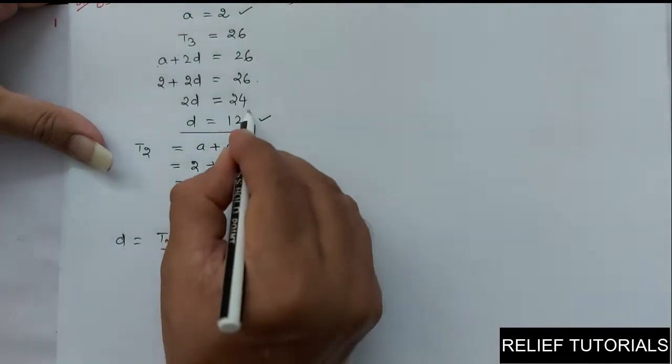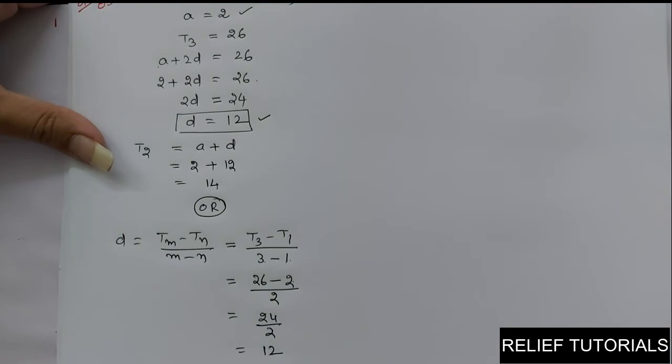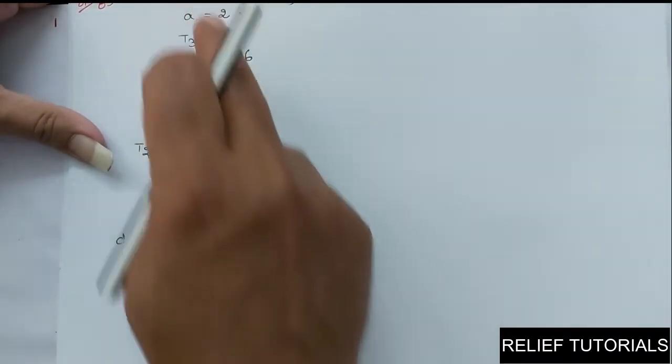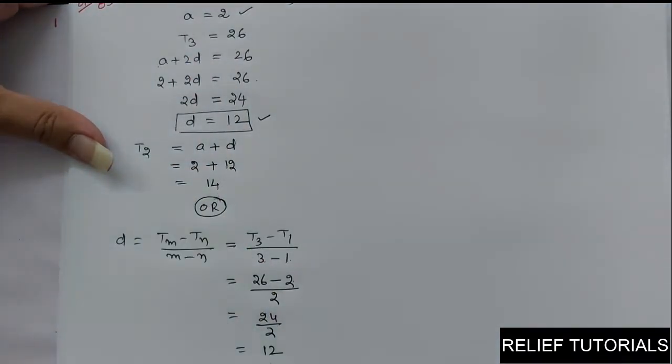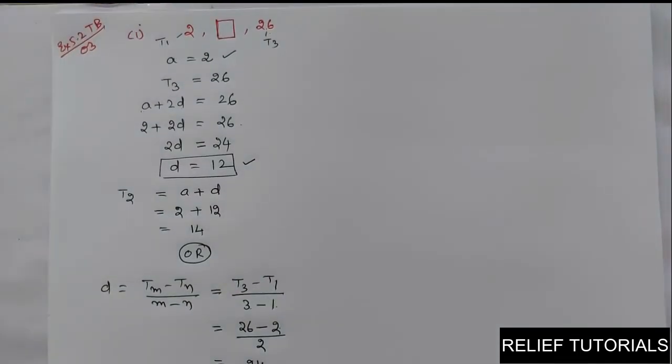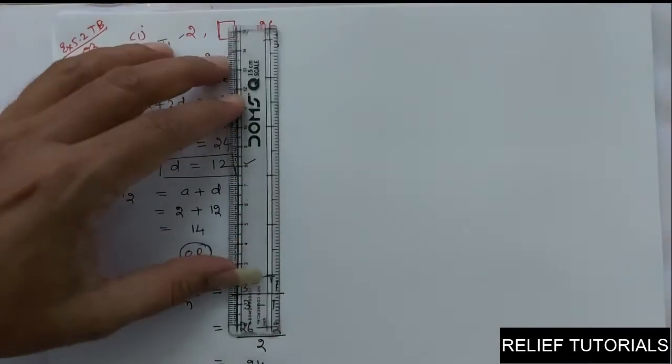Here also we got D is equal to 12. So in this manner also you can find D. A you already have. You have A and D, so you can find any term. Got it? So in this way also you can do the problem. Clear?